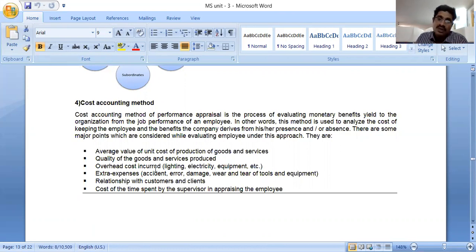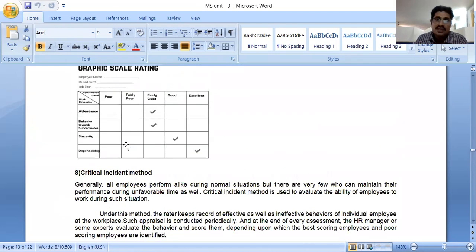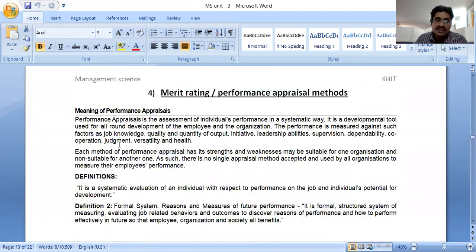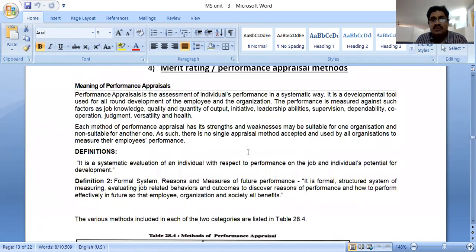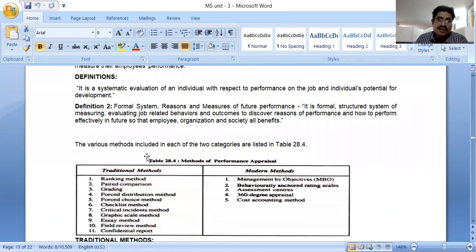Based upon this account, the employee will be rated or checked by his hierarchy. Maintaining each and every separate account like this is called the cost accounting method, right? So these are the methods to check the performance of the employees, right?